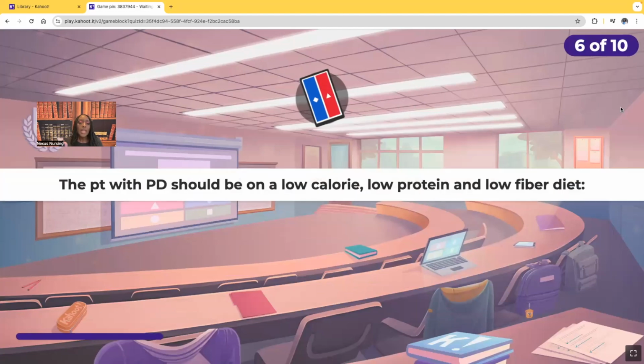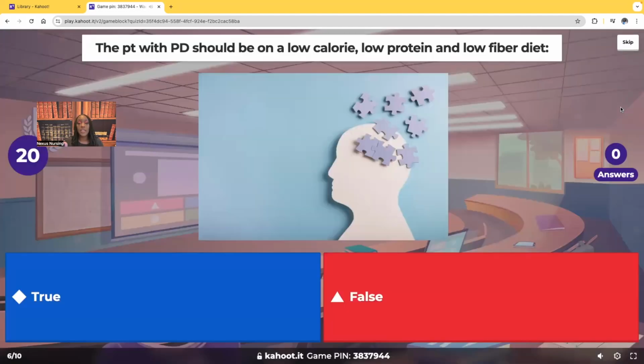True or false? The patient with Parkinson's disease should be on a low calorie, low protein, low fiber diet. True or false?